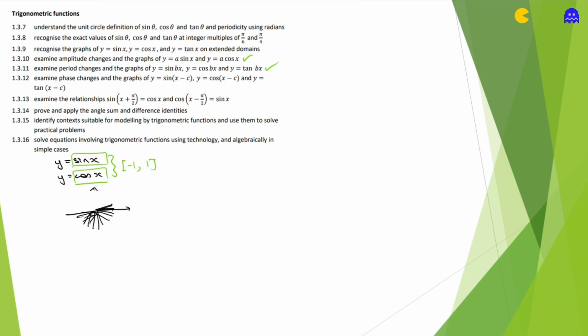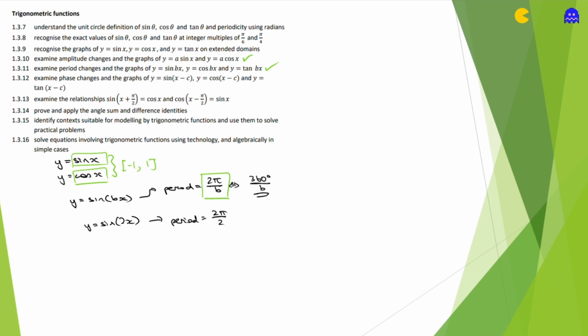In the case of a graph of y equals sine bx, for example, the period of this graph will be given by period equals 2 pi over b. We can also write this as 360 degrees divided by b, should we want to use degrees. The more common way of dealing with this, however, is with radians, 2 pi radians. Therefore, if we have a look at y equals sine 2x, the period of our function will be period equals 2 pi over 2, which is equal to pi.